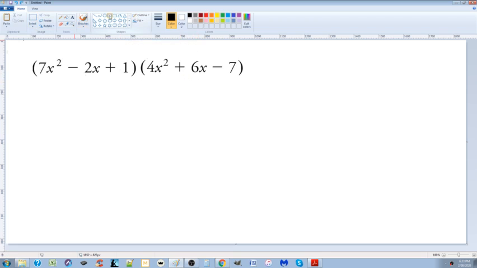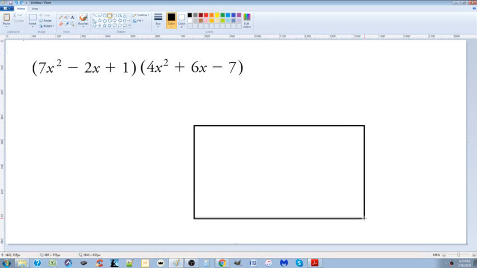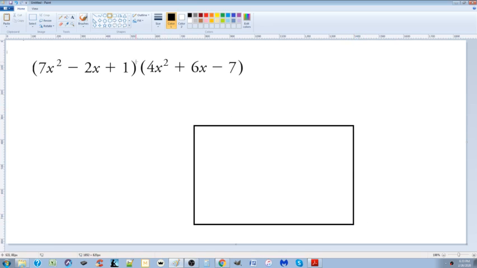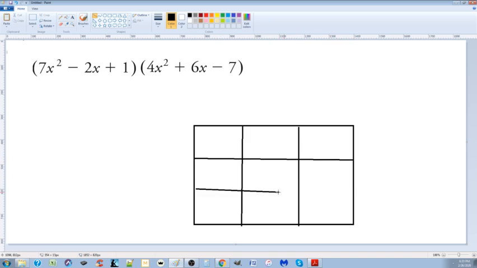Let me show you an easier method that is foolproof. Well, not quite foolproof, but much more reliable. First, you construct a box, and if you have three terms to deal with on the one thing, you put three square divisions up here. If you have three terms on the other one, you put three. So in this case, we have a trinomial and trinomial, so we're going to put 3 and 3.